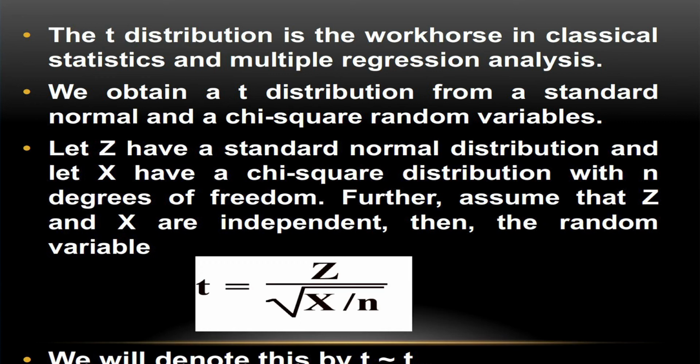in multiple regression analysis. We obtain a t distribution from a standard normal and a chi-square random variable. Let Z have a standard normal distribution and let X have a chi-square distribution with n degrees of freedom, and both are independent. Then the random variable can be defined as t is equal to Z by square root of X by n.